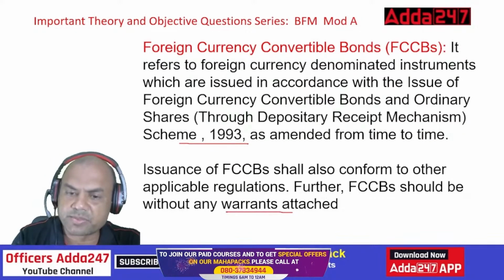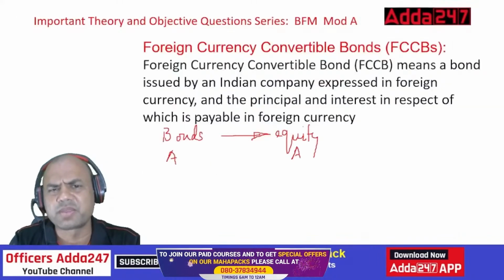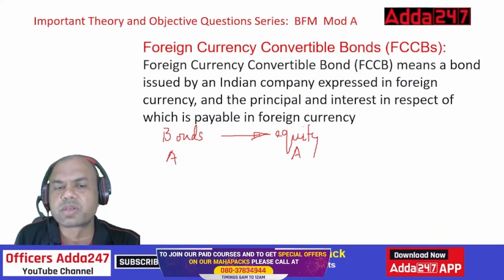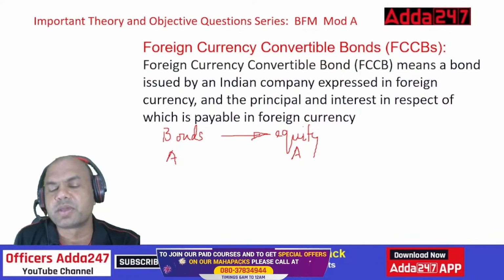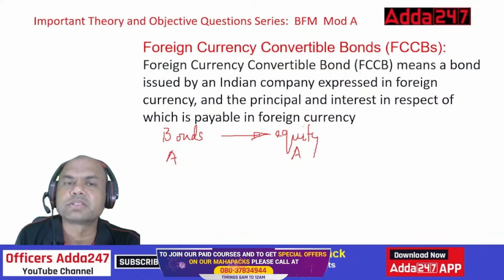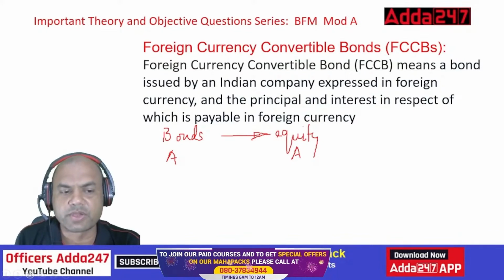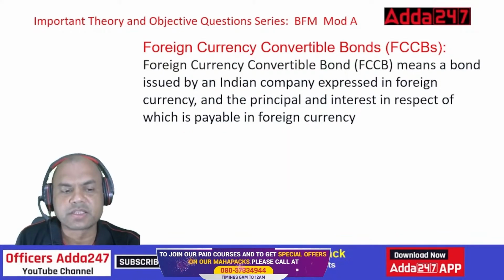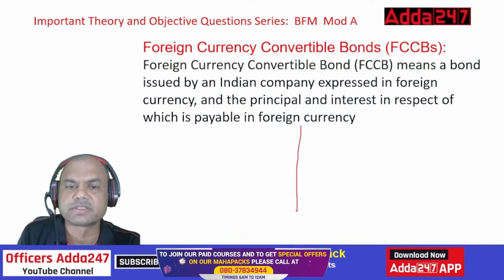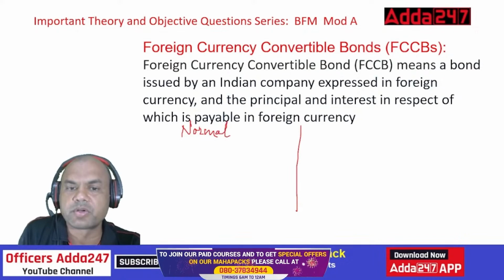Now, first I'll explain to you what is FCCB, because that is very important, isn't it? As I told you, suppose a bond is issued by a company. Then what does a company do? See here, let's consider it two ways: one, a normal bond, and second, FCCB. Let's consider two bonds. One is a normal bond in dollars, and second is FCCB.